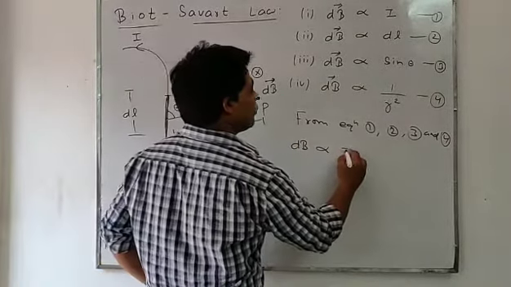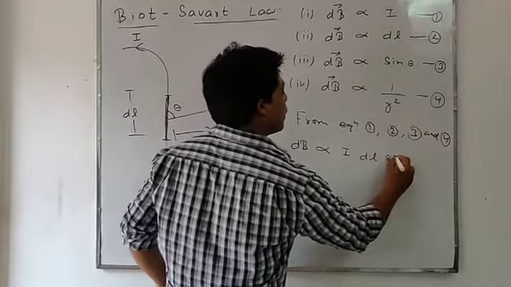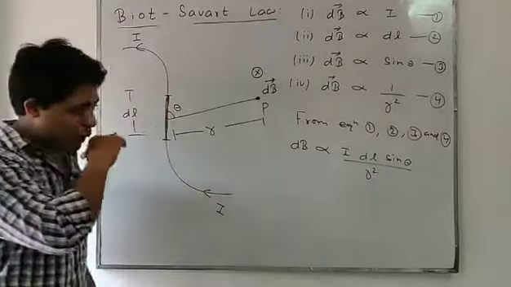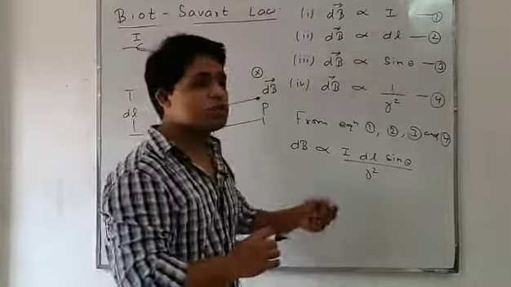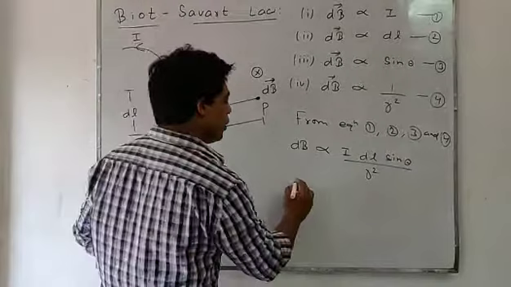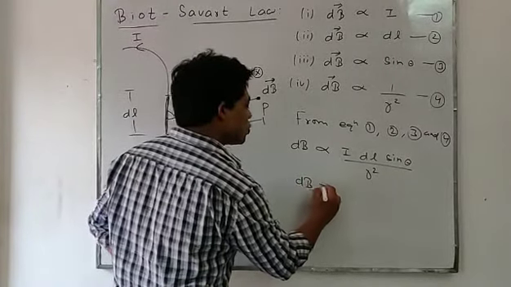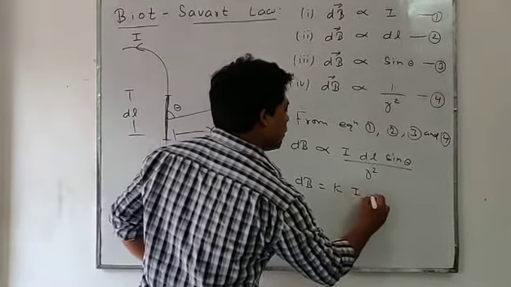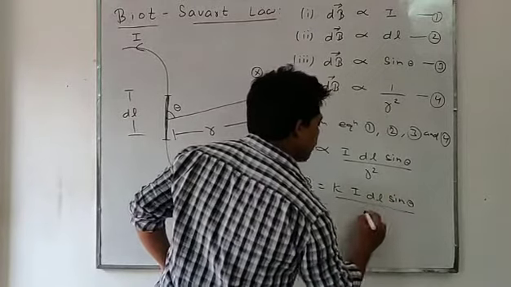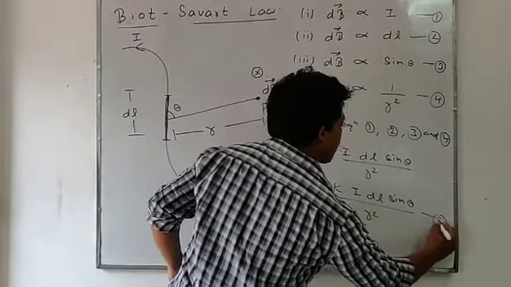dB proportional to I dl sine theta by r square. Okay, and look, students, whenever we remove this proportional sign, we always use an equivalent constant. Here I am going to use a constant k: dB equals k I dl sine theta by r square, equation 5.